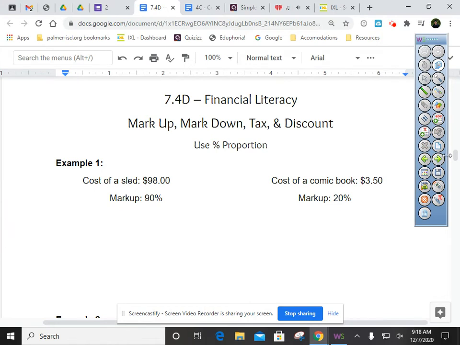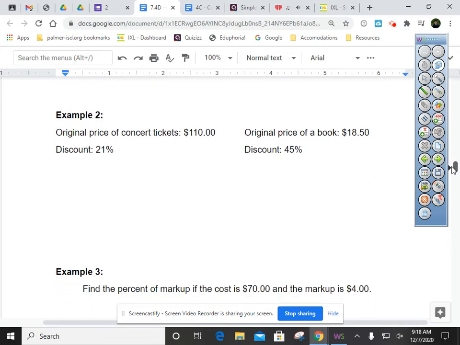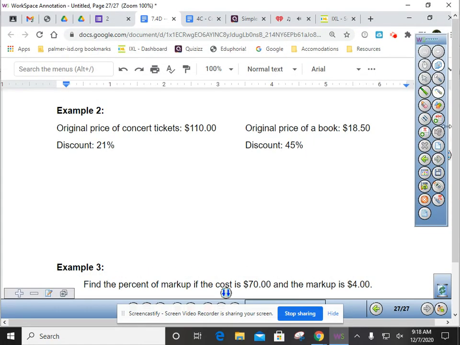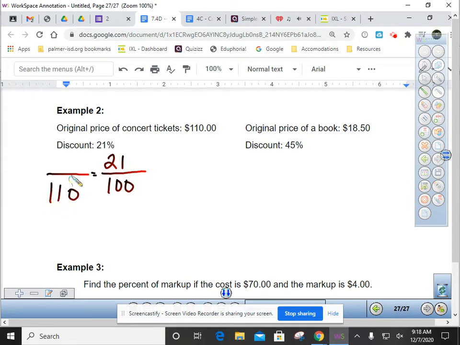Okay? Example 2 says the original price of concert tickets is $110, but it has a discount of 21%. What's your plan if I said find the new price? You have to find the discount first and then subtract it. Perfect. How do we find the discount? Proportion. We're just going to find the discount here. What goes above the 100? 21. And here? 110. Good. I'll do the math for you.